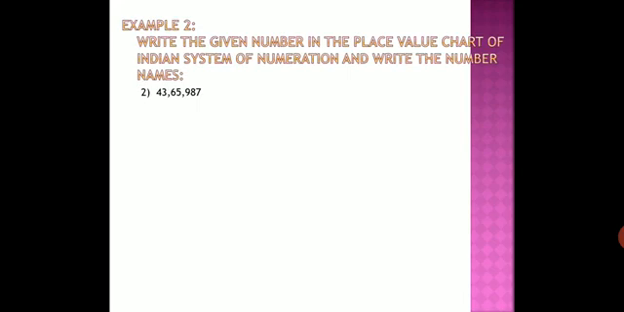Here you have the same question with a different number. So first what we are going to do, we are going to count how many digits are there in the question. So here the question is 43,65,987. So we are going to find how this name came. We are going to name it. So total digits are 7.